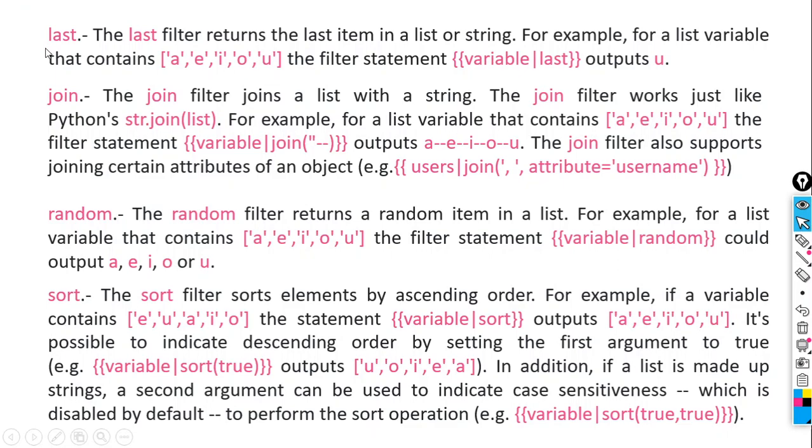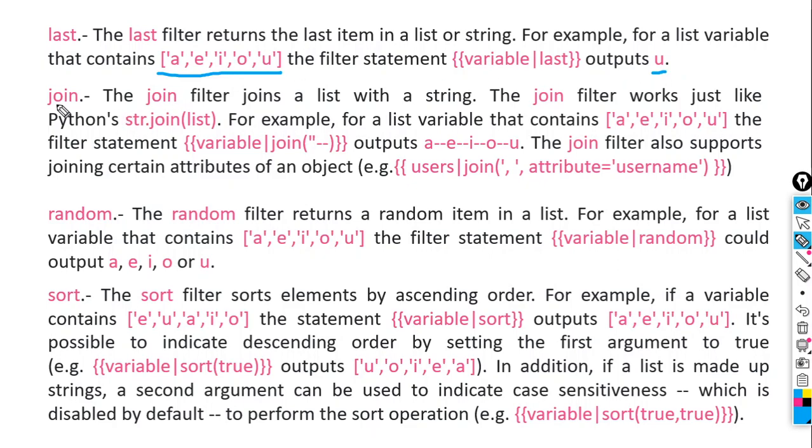Next filter, the last filter. Like first, the last filter displays the last element. Okay, so here again the input is a list and the syntax is variable last. What it displays here is U, because U is present at the last position in the list.